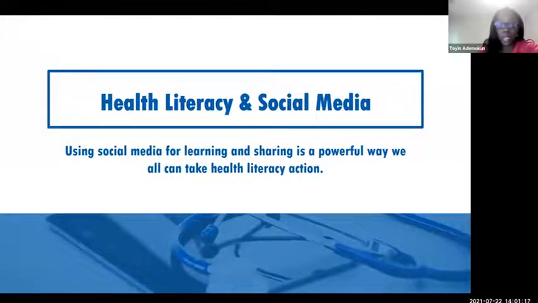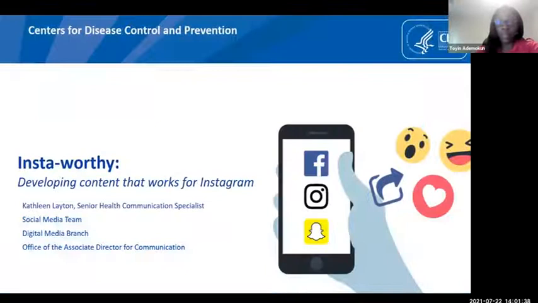Social media is a tool to connect people and organizations around topics of common interest. It can help increase the number of people receiving news and health information online, and engage with numerous and diverse audiences around the world. Incorporating health literacy strategy and technical considerations into social media approaches can help make content more accessible and engaging. Today, we're going to learn from CDC's Kathleen Layton, a senior health communication specialist from the Office of the Director for Communications. As CDC's Instagram account strategist, she will share how CDC is leveraging this important social media platform. On to you, Kathleen.